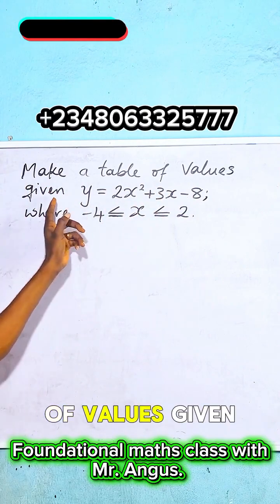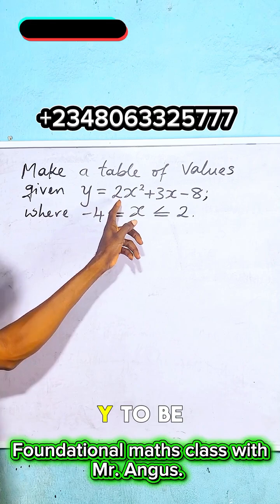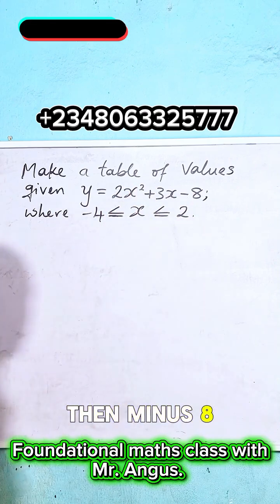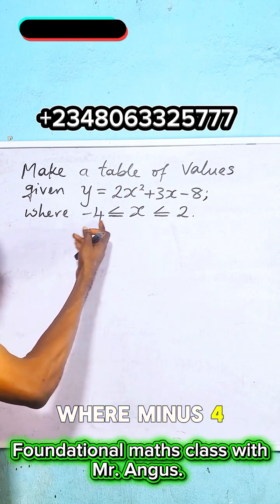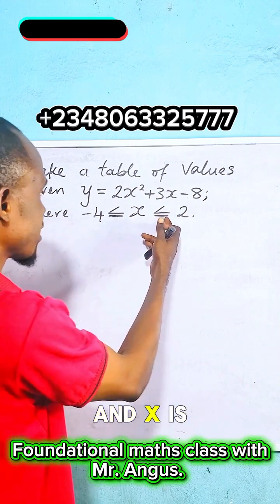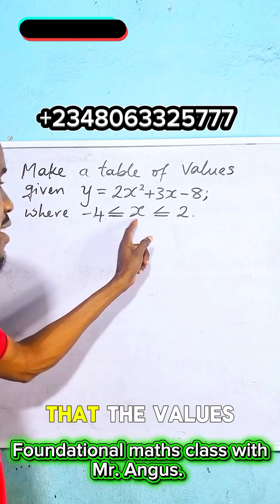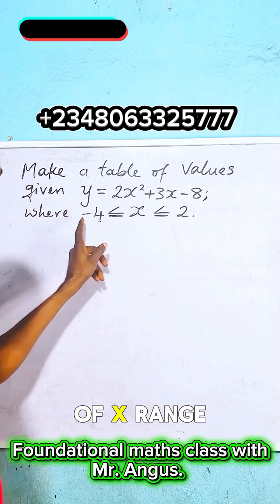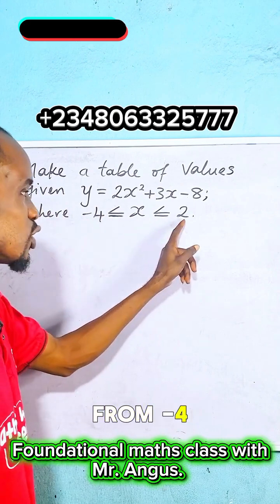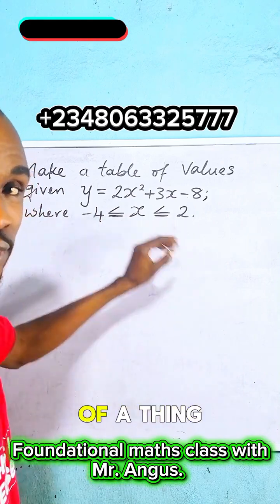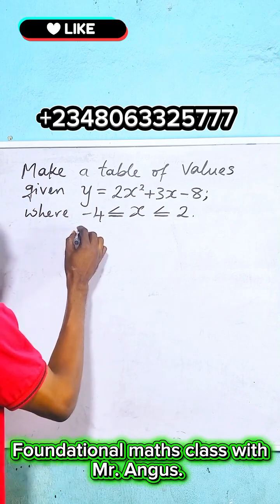Make a table of values giving y to be 2x squared plus 3x, then minus 8, where minus 4 is less than or equal to x and x is less than or equal to 2. What does this mean? This simply means that the values of x range from minus 4 to 2. All right, so don't panic when you see this kind of a thing. It's easy.